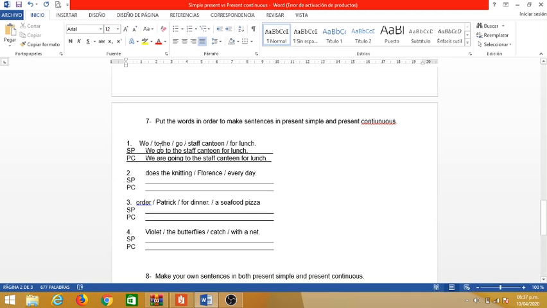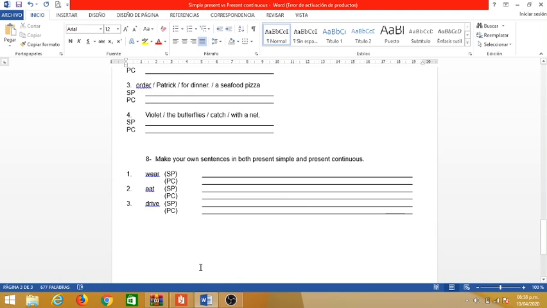And in activity 8, you have to make your own sentences in both present simple and present continuous using the verbs that are here. Okay, 3 sentences, well, in fact 6 sentences, two per verb. Okay, when you finish this, you have to do the quick test for this unit.